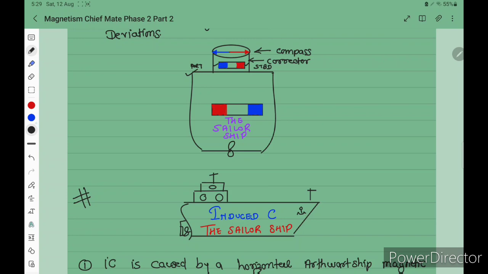If you want to correct minus PC, this is your compass. In minus PC, your blue is on the port side and the red on the starboard side. For correcting this, you have to place blue here and red here, so that it will nullify. Okay, so this is for minus PC and this is for plus PC.